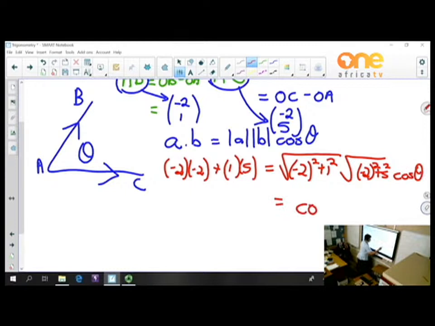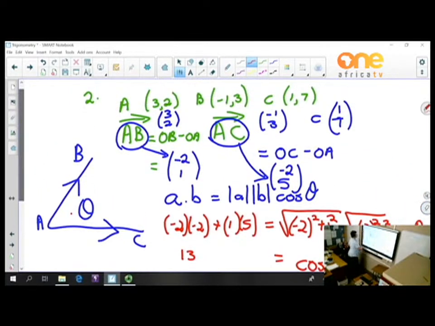So we want to find cosine theta. This is the purpose. We want this angle here. So i·i plus j·j plus k·k, and that gives you... No, it seems that there's a mistake. Let's just go back to AB.